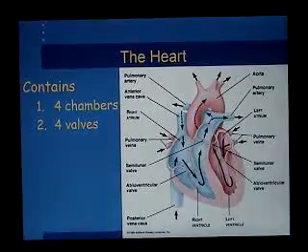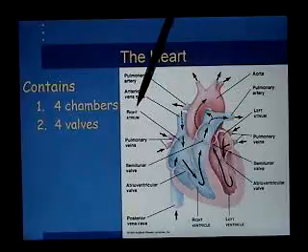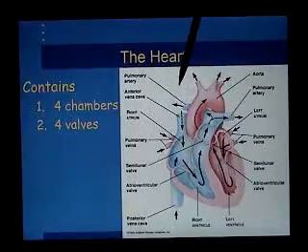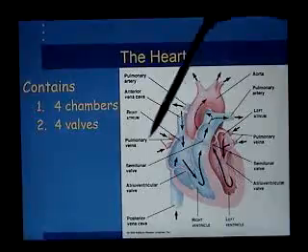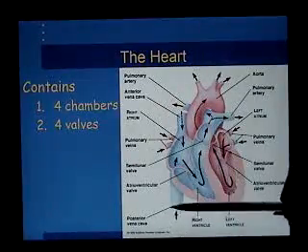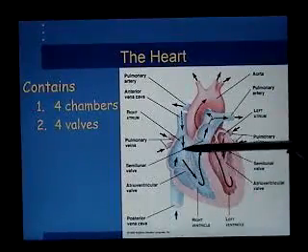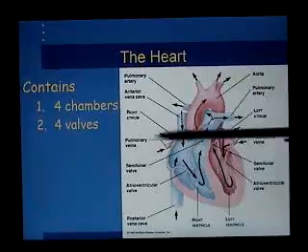So we'll go through this slowly, but on the right side of your heart, you've got a right atrium. Blood is returning from the top of your body, from your head region. It's also returning from the bottom of your body, from your leg region. So it's returning from these 2 major veins here. And all of that blood enters the heart into this chamber right here called an atrium.